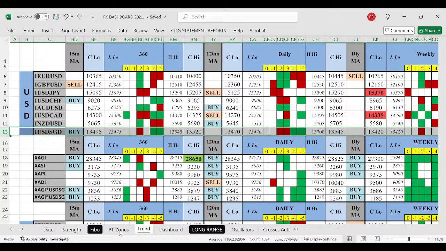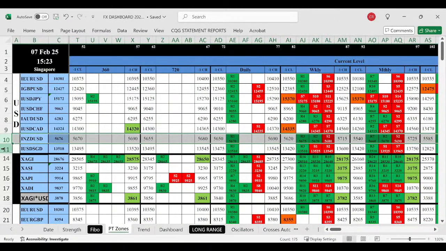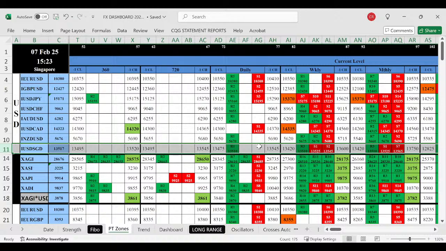So let's see. The PT zones is showing some strength on the daily, which means I don't see the strength going beyond RR2 on the daily. And also on the weekly, we should see the SR1 as a strong resistance. And market is trading at 35.17.